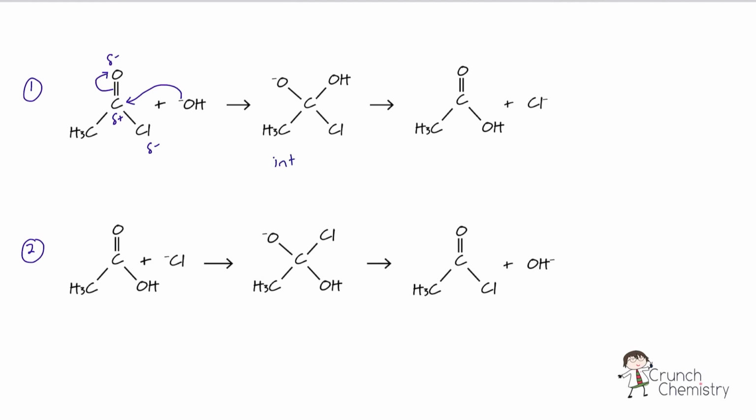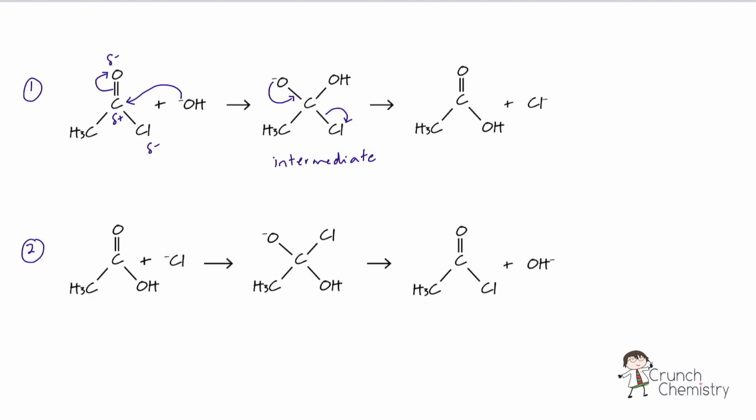We end up with an intermediate. So we've got a change in geometry, and the carbon is now bonded to 4 groups. At this point, the double bond reinserts itself and the carbon-chlorine bond breaks, and the chlorine leaves as a chloride ion, taking the electrons with it.